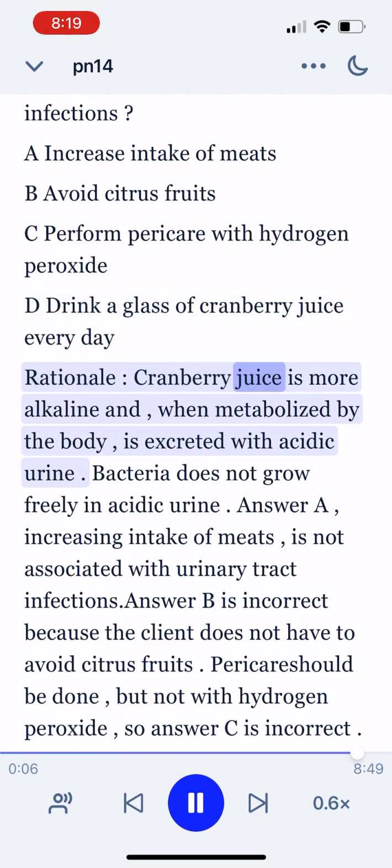Rationale: cranberry juice, when metabolized by the body, is excreted, making the urine acidic. Bacteria do not grow freely in acidic urine. Answer A. Increasing intake of meats is not associated with urinary tract infections. Answer B is incorrect because the client does not have to avoid citrus fruits. Pericare should be done, but not with hydrogen peroxide, so answer C is incorrect.